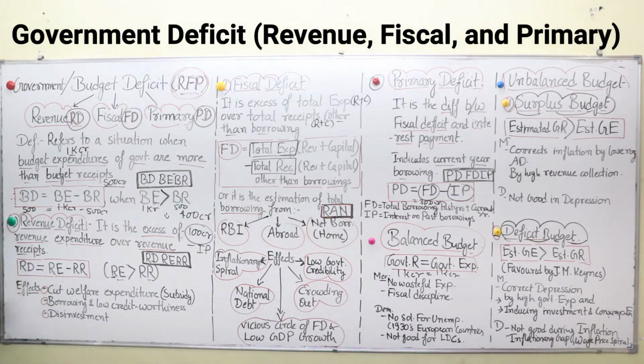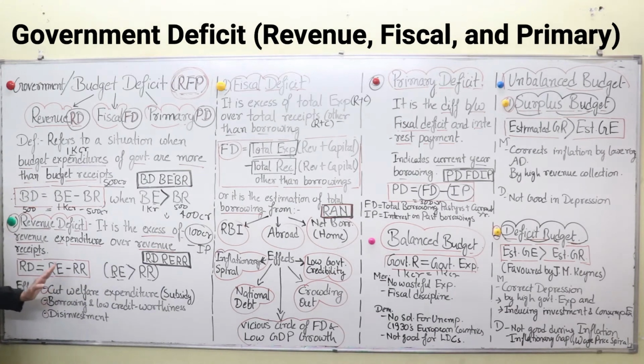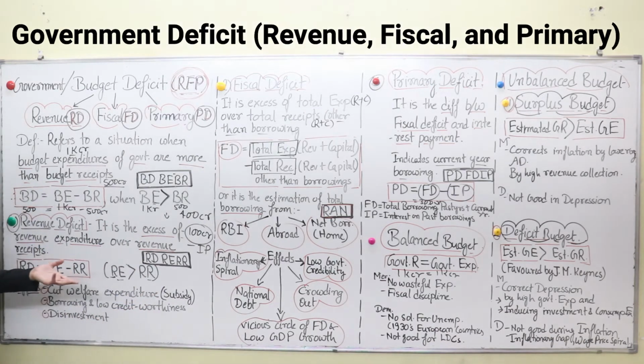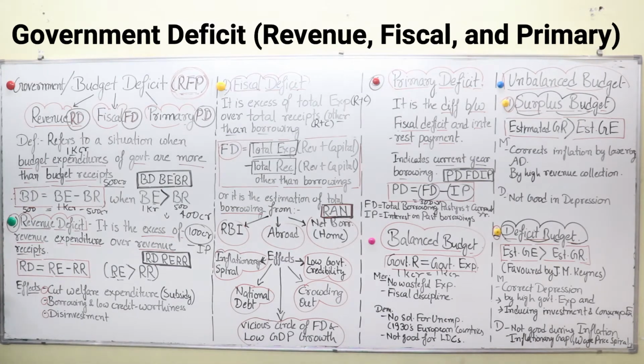Then what are the effects of that? Number one is cut in welfare expenditure like subsidies. When there is revenue deficit, government will cut some of the subsidies given to poor sections of the society, or for the support of production in industrial sectors, that are newly set up industries, cottage industries or small scale industries, etc. It won't be giving subsidies for production purposes, or maybe subsidies for agriculture, subsidies for education, or unemployment allowances may be cut off, right?